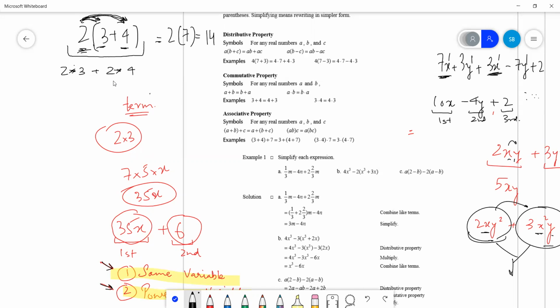Any confusion? No. So how much is 2 times 3? 6. And how much is 2 times 4? 8. So how much will be the total? 14. So we got the right answer, right?